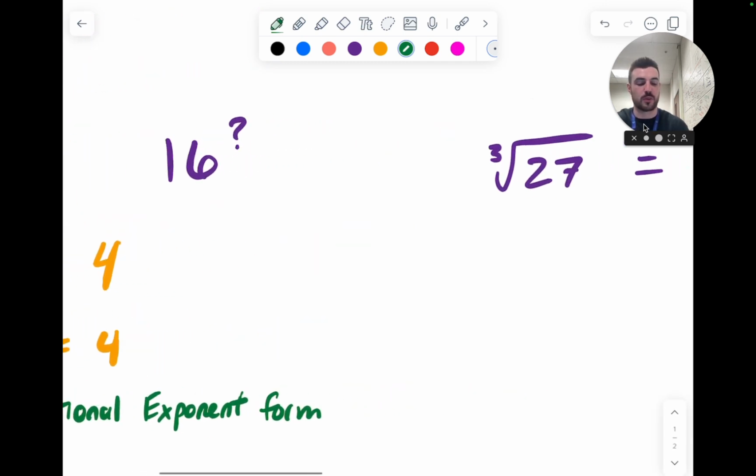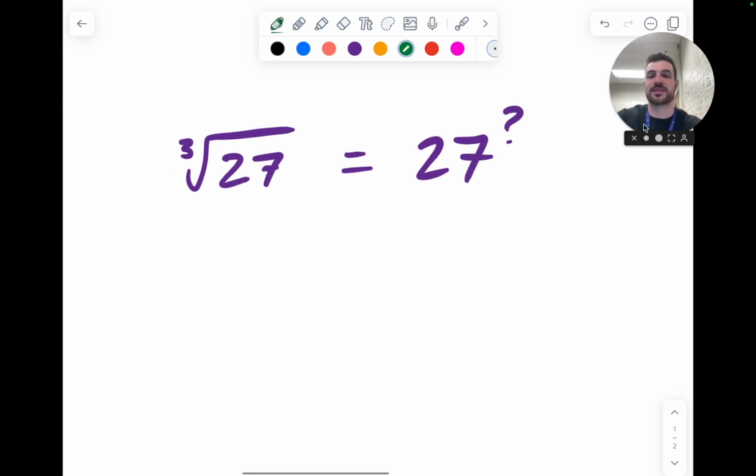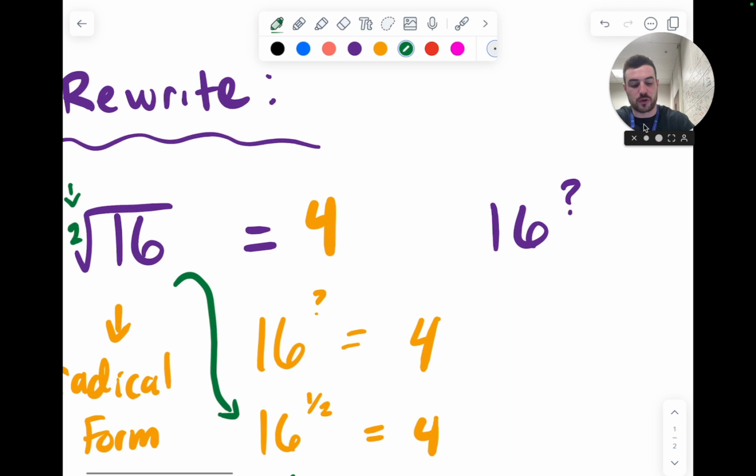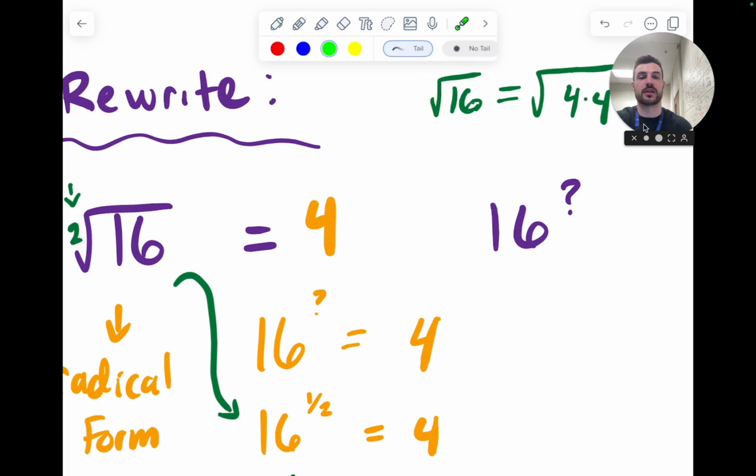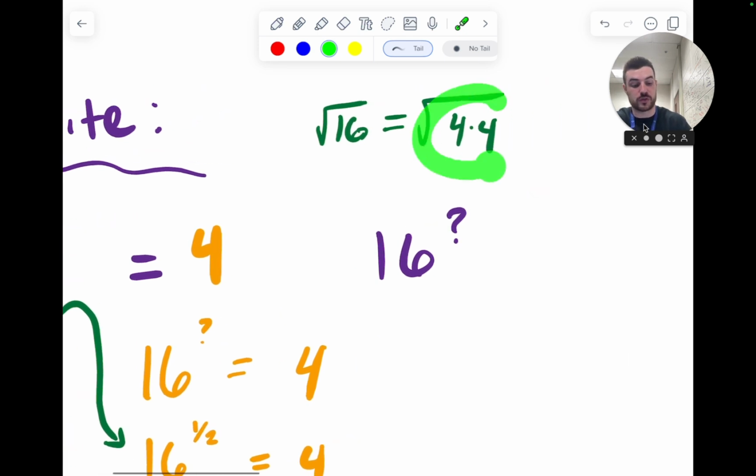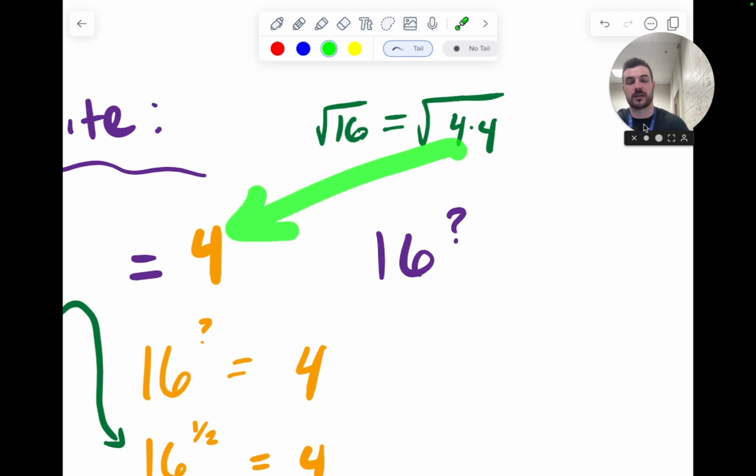Here's another problem that should help drive home this idea. We have the cube root of 27. Now, a cube root really means we are looking for 3 groupings of one number. If we jump back over here real quick, we had the square root of 16. Really what we're doing is the square root of 4 times 4. Again, there's an imaginary 2 there that we don't write, so we're looking for groups of 2. There's a group of 2, two 4s, and therefore our answer is just 4.